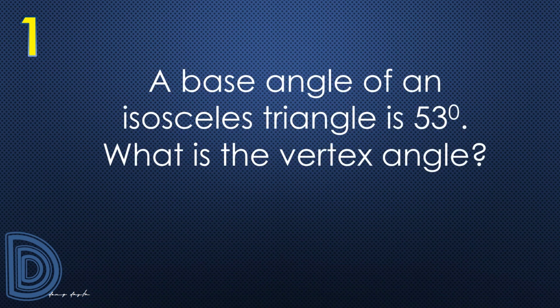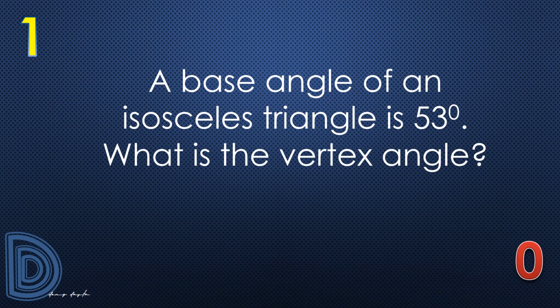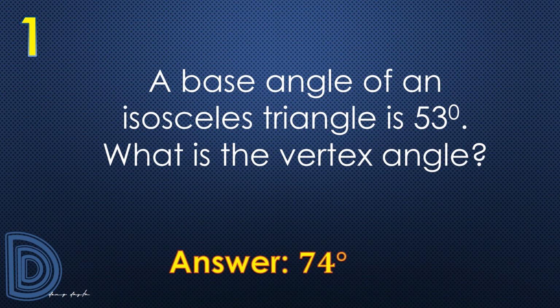A base angle of an isosceles triangle is 53 degrees. What is the vertex angle? Go. Time is up. The answer is 74 degrees.